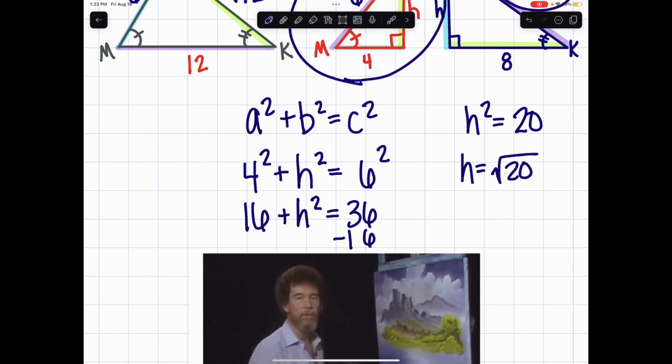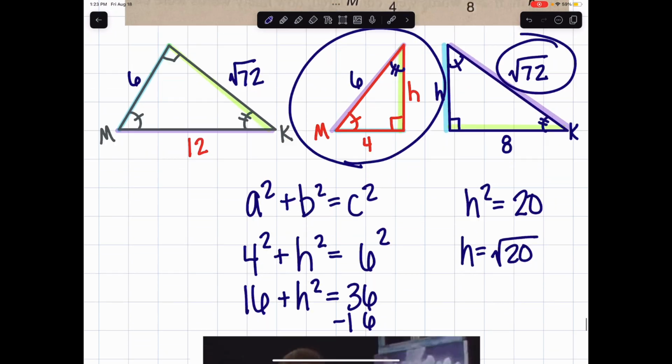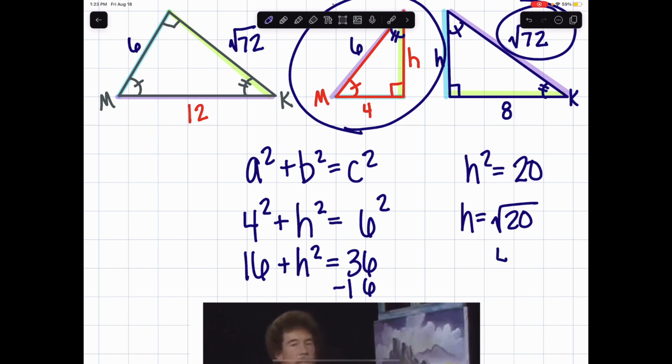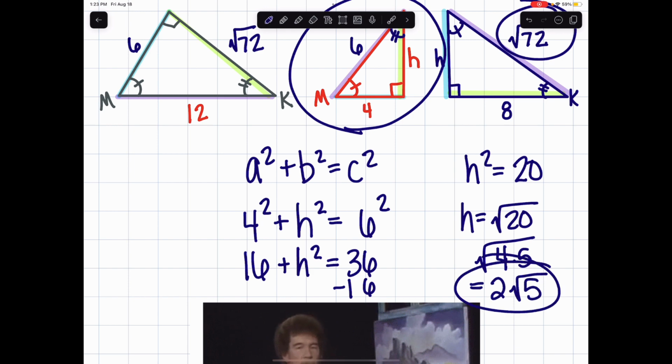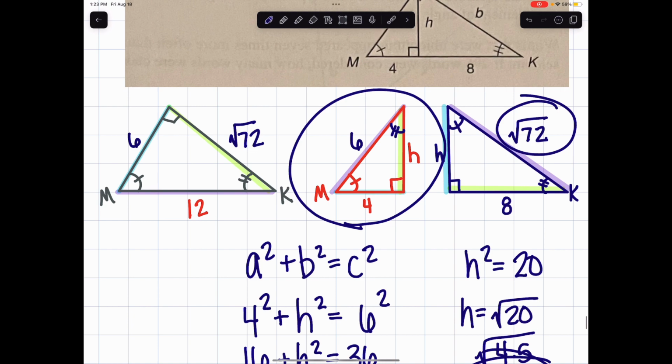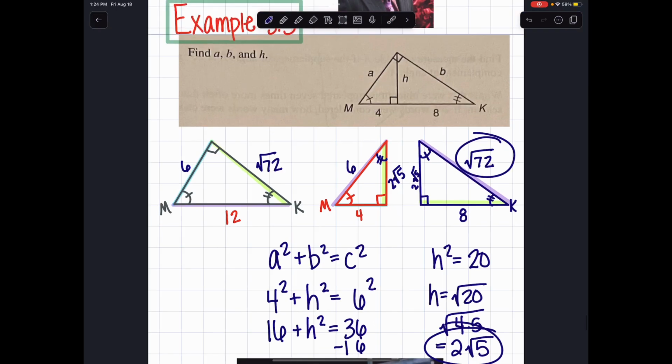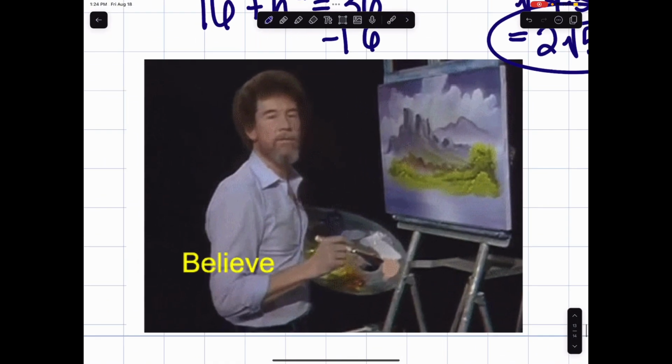That's really all you need to put. Well, you could say 20 is 4 times 5. The square root of 4 is 2, so you could simplify it to 2 times the square root of 5. So I'm going to write that in place of h. That was our last problem.